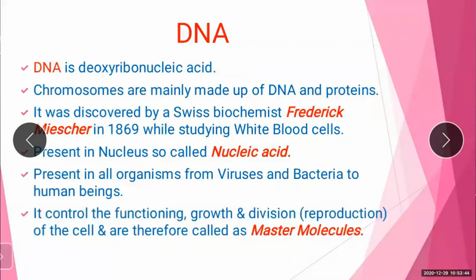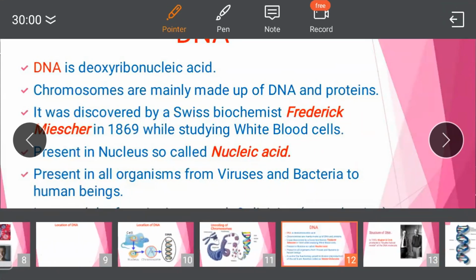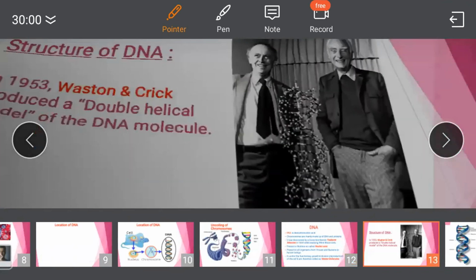So what we have seen, that DNA is a deoxyribonucleic acid. Chromosomes are mainly made up of DNA and proteins, and it was discovered by Swiss biochemist Friedrich Miescher in 1869 while studying white blood cells. It is present in nucleus, so it is called as nucleic acid, present in all organisms from viruses and bacteria to human beings, and it controls the functioning, growth and division, that is reproduction of the cells, and is therefore called as master molecule. Yes or no? So they are called as master molecules.